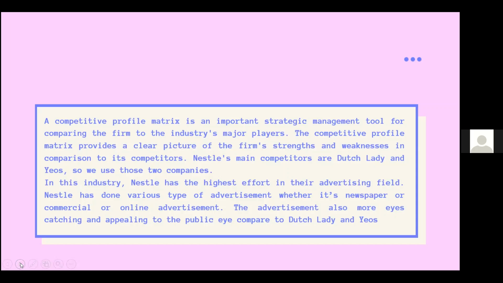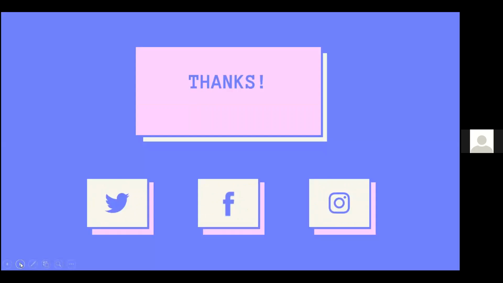In this industry, Nestle has the highest effort in the advertising field. Nestle has also done various types of advertisement, whether it's newspaper, commercial, or online advertisement. And the advertisement is also more eye-catching and appealing to the public eye compared to Dutch Lady and Yeo's. So I think that's all of our presentation.